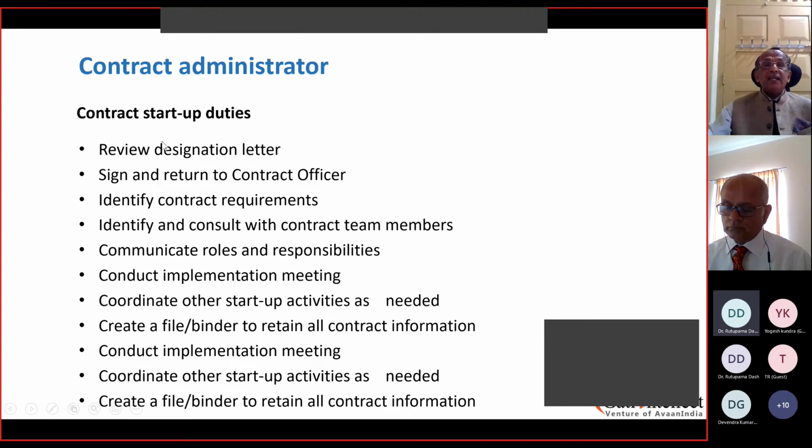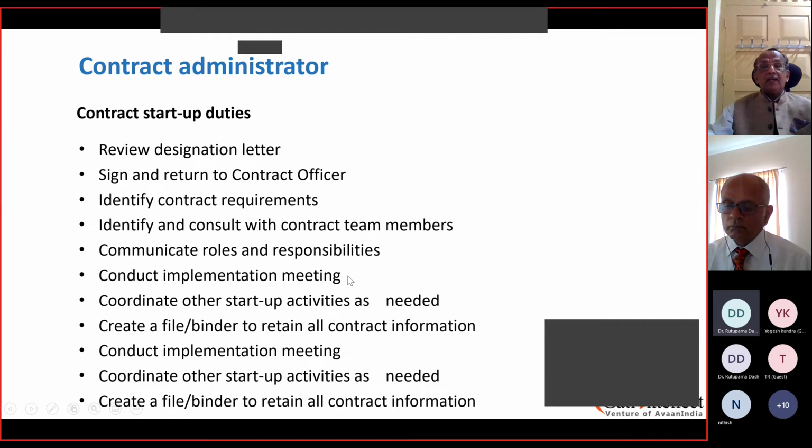Right, identify and consult with contract team managers. That's what I was just talking about. Okay, this is a Japanese concept which has got into our Indian system as well, especially in the project management scenario. Communicate roles and responsibilities, which has already been done, but again, it's a reinforcement so that everybody understands their responsibilities.